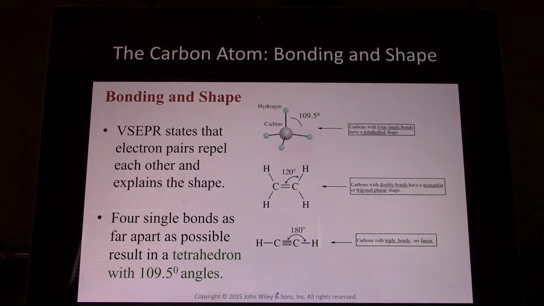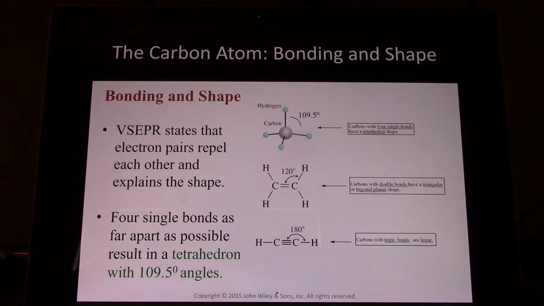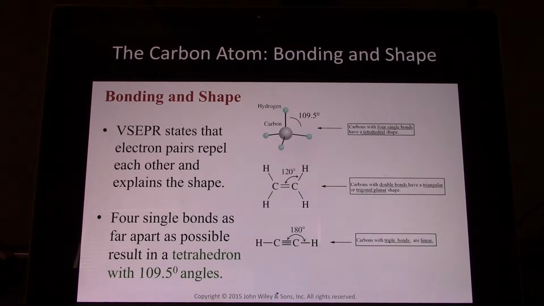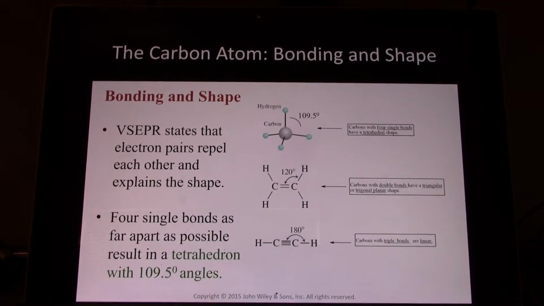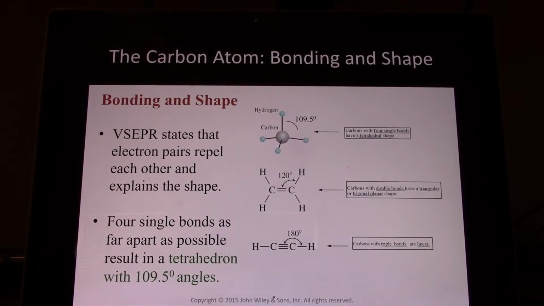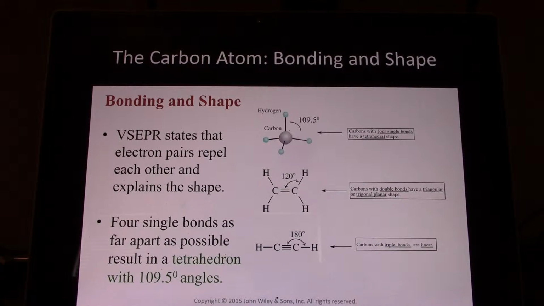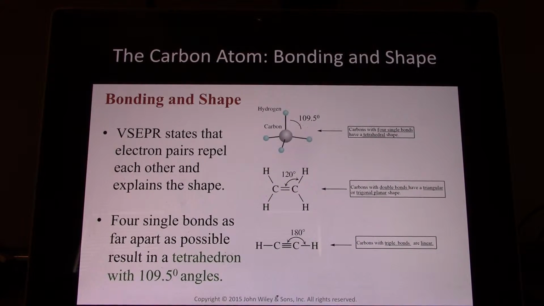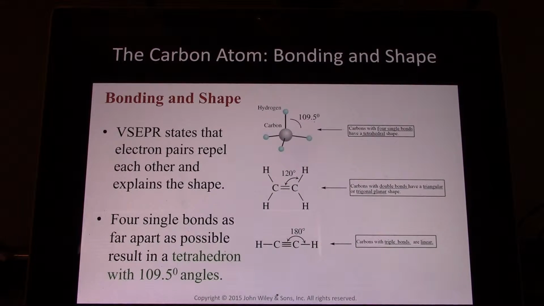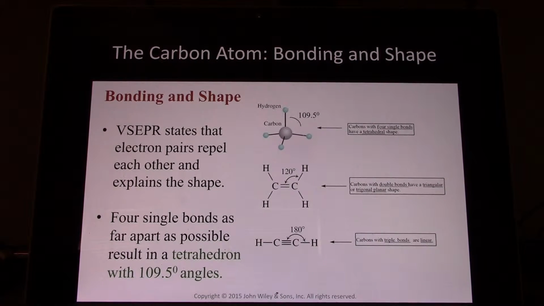Bonding and shape. VSEPR states that electron pairs repel each other, and that explains the shape of these organic molecules. You might be thinking that the furthest 4 atoms can get away from each other is 90 degrees, but that's in 2 dimensions. If you use all 3 dimensions for a tetrahedral structure, the atoms can get 109.5 degrees away from each other, leading to our common tetrahedral shape.